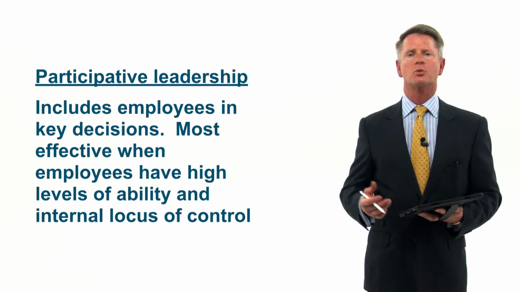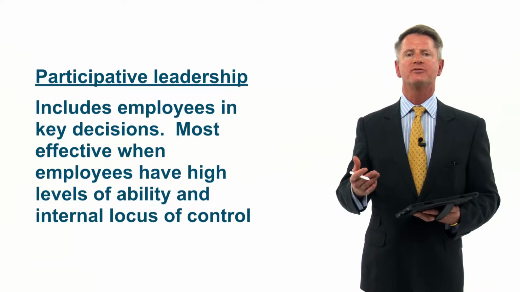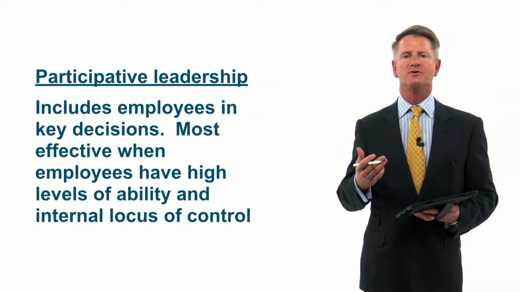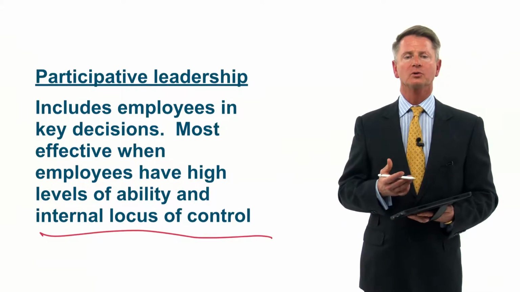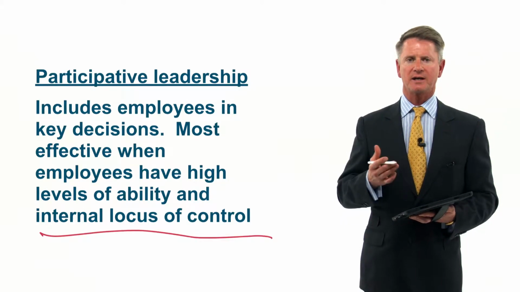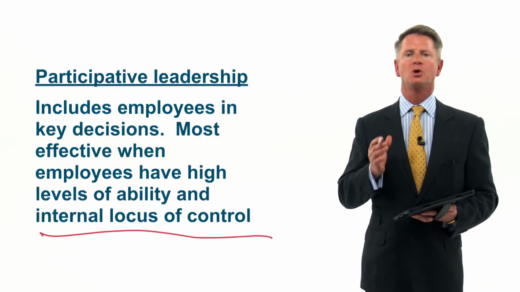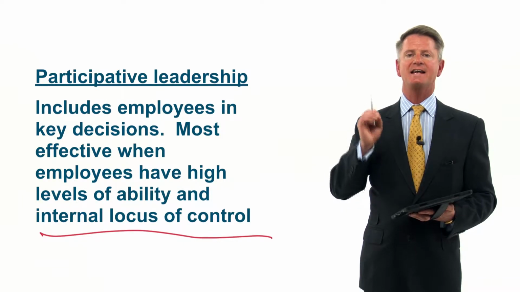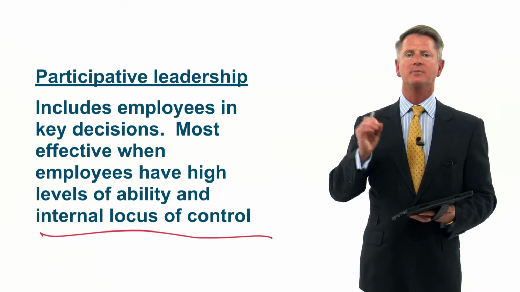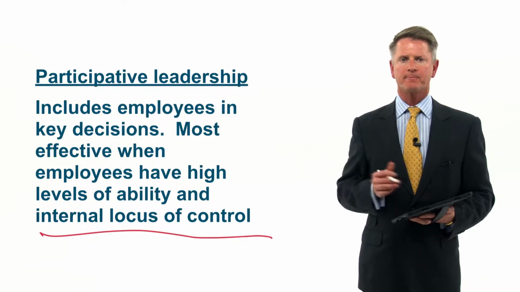Participative leadership says that we should include employees in key decisions. This is most effective when employees have very high levels of ability and an internal locus of control. When we look later on at personality traits, we'll look at this in more detail. But at this point, internal locus of control simply means employees believe that they can control outcomes. They believe that what they do and decide affects the future.